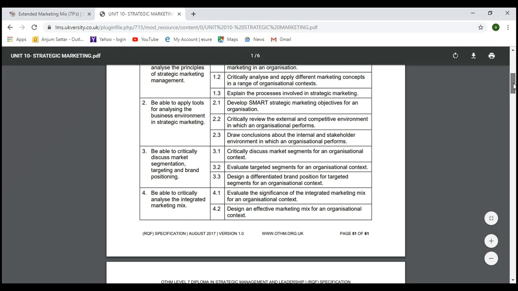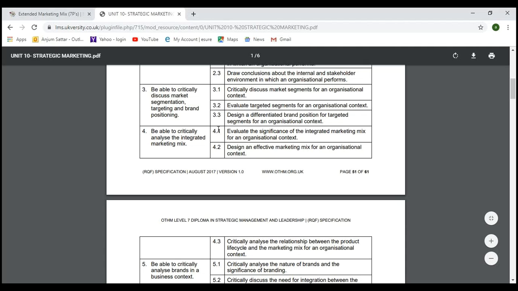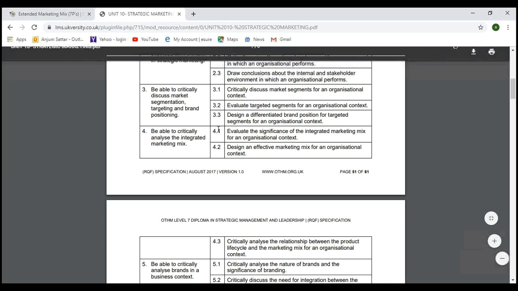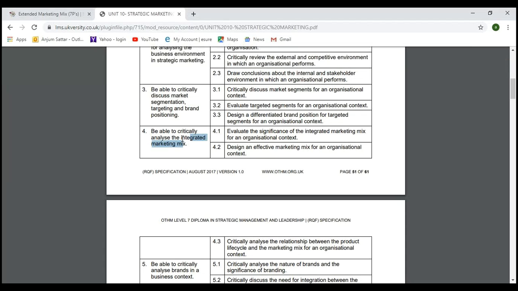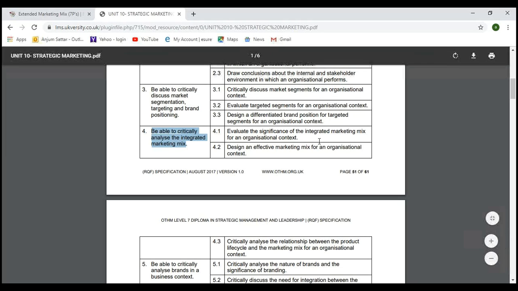Lesson 4, today's lesson, which is L04: be able to critically analyze the integrated marketing mix. What is meant by marketing mix? Why marketing mix? What is the purpose of marketing mix? We need the right balance between product, price, promotion, place, process, people, and all of this, which we'll go through.